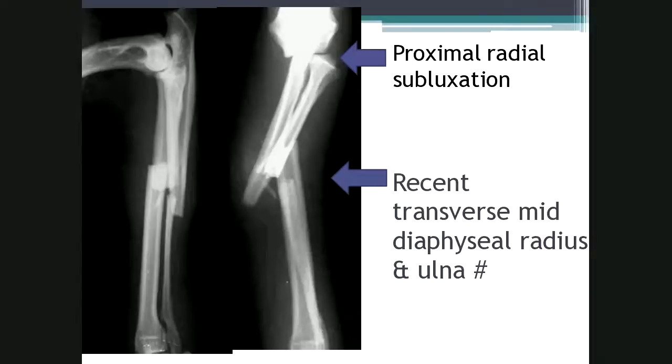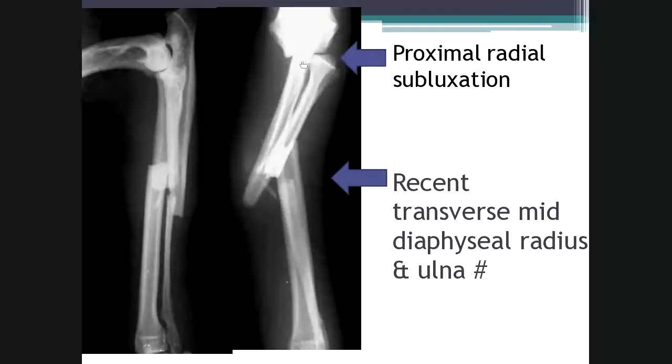Right, so this case demonstrates a proximal radial subluxation. The proximal radius, or the radial head, is displaced in a lateral direction. And then there is a recent transverse mid-diaphyseal radius and ulnar fracture. Fracture margins are crisp, so we can say that it is recent. And there's moderate proximal and cranial displacement of the distal fragments.